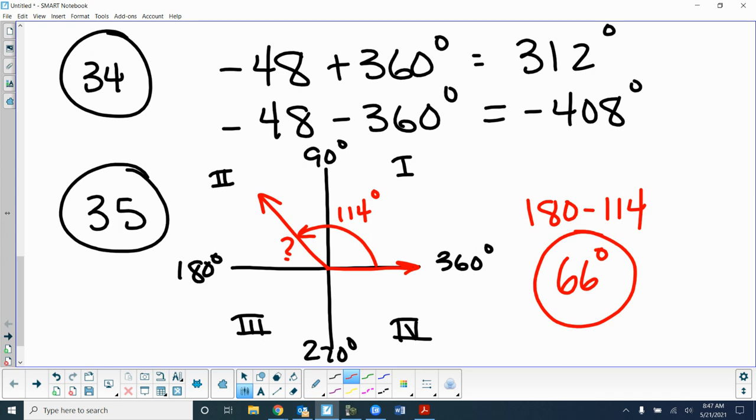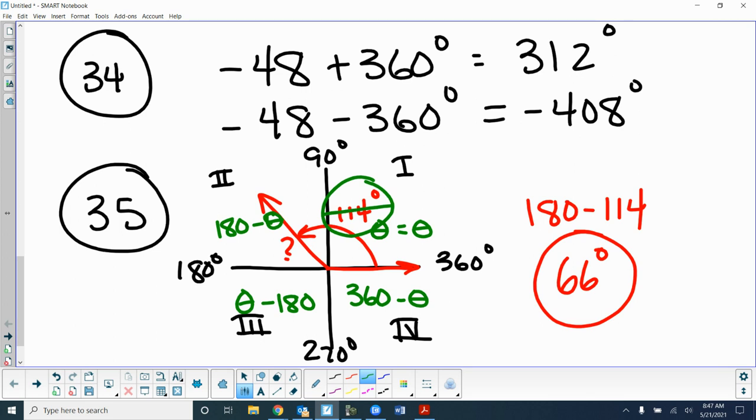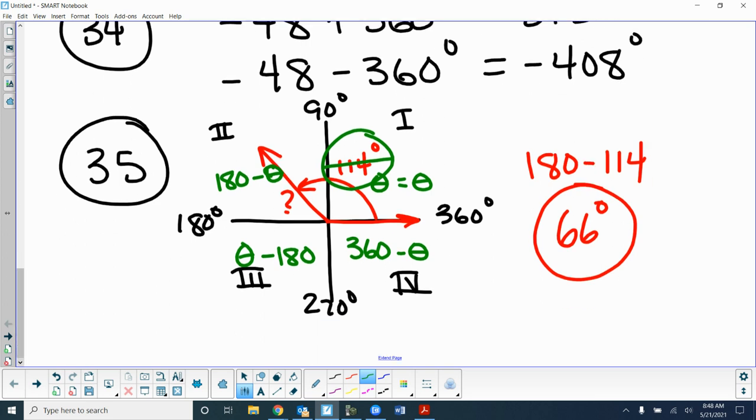If we were to stop in the third quadrant, what do we do? Whatever it is, minus 180. What if we stopped in the first quadrant? Whatever it is. What if we stopped in the fourth quadrant? 360 minus it. So you could say theta equals theta in the first quadrant, 360 minus theta in the fourth, theta minus 180 in the third, and 180 minus theta in the second, with theta being the angle you're given. If you want to draw something like that to help you, you can, though most of you remember that anyway.